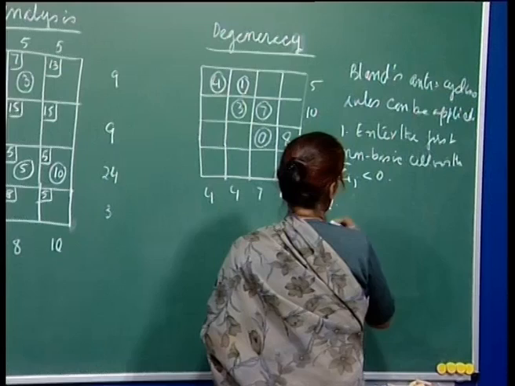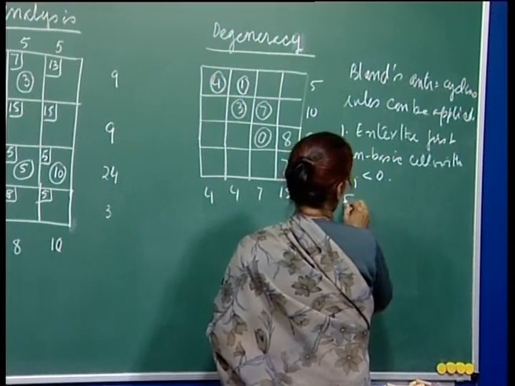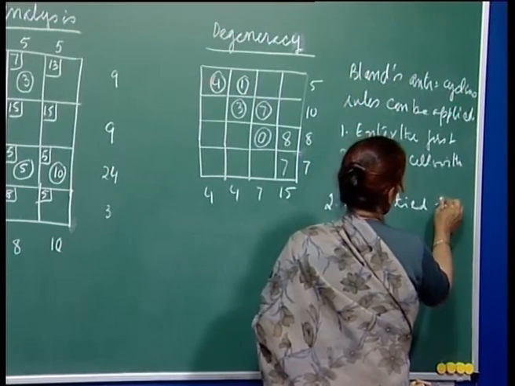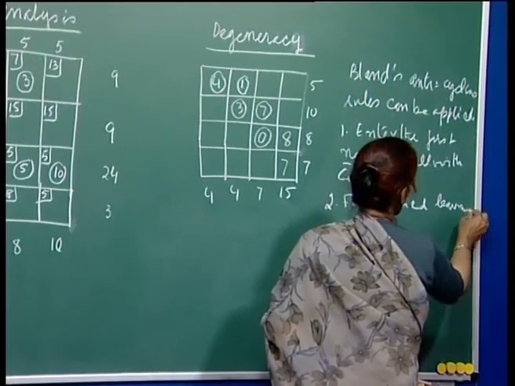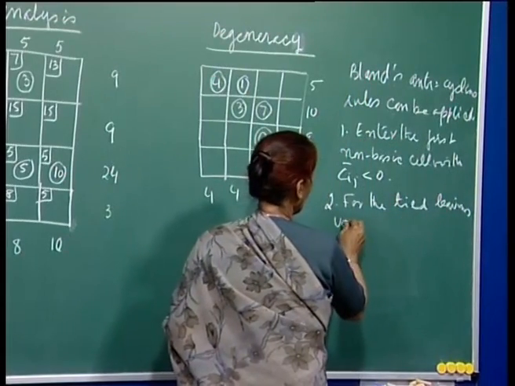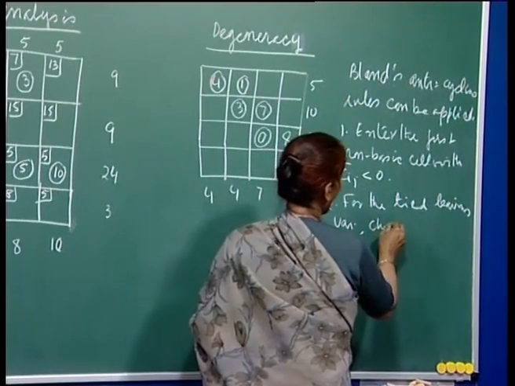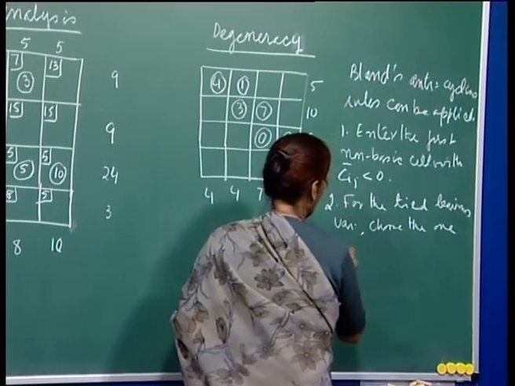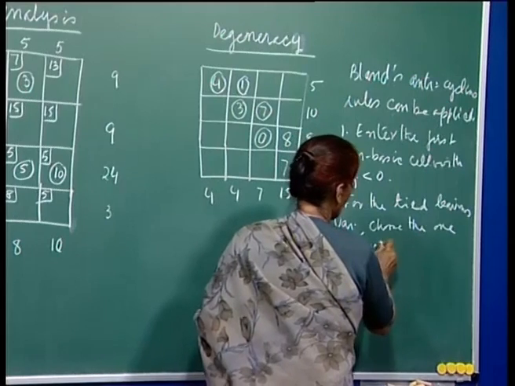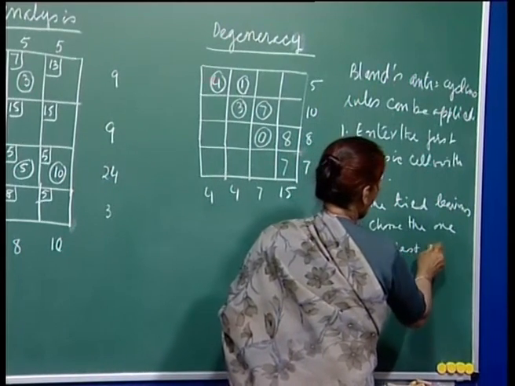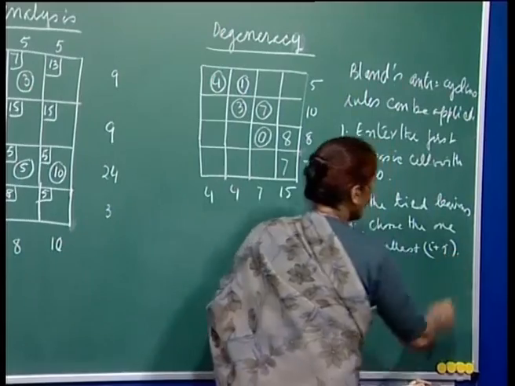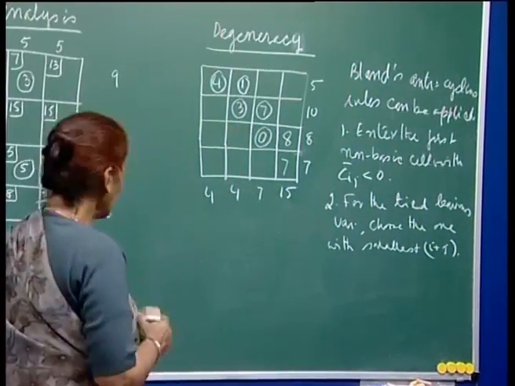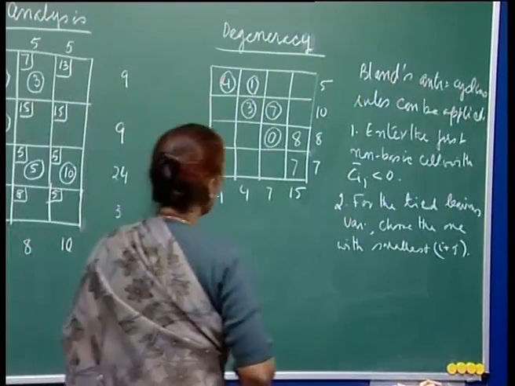And second, for the tied leaving variables or outgoing variables, choose the one with the smallest I plus j, because here the index is actually I plus j in our sense, right? So this is it. But before, let me now show you.